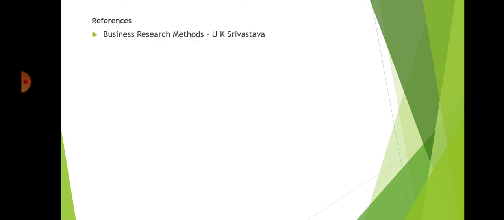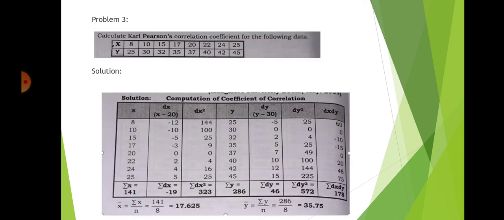Now next, for any type of problems you have to see, you may solve by the direct method. Which one? X square, y square and xy. Or just to make the larger magnitude values smaller, we are changing x to dx, y to dy. That's all. This is how we are going to calculate.